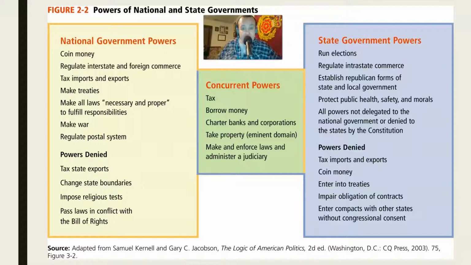So both the state government that has reserved powers and the national government, which has delegated powers, can tax. They can borrow money. They can charter banks and corporations, take property, make and enforce laws, and administer judiciary.